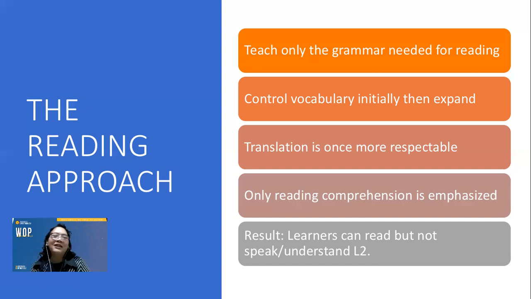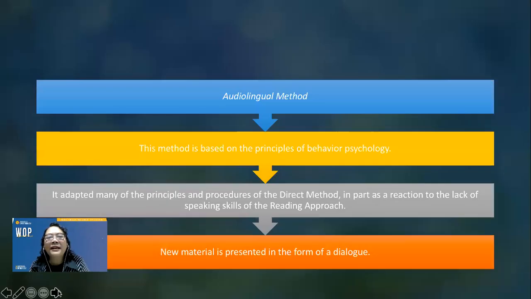In the direct method, the target is only speaking, and they do not permit the L2 inside the classroom. So you can see that the role of the native language in the GDM was highly respected. In the DM, it is not. Going back to the reading approach, it is respectable to have grammar translation there.